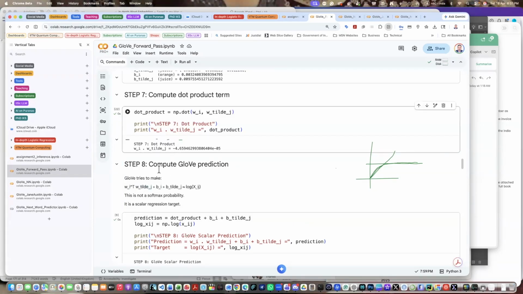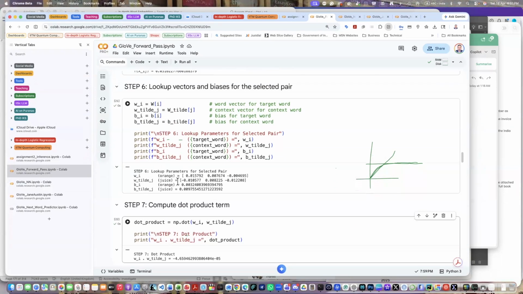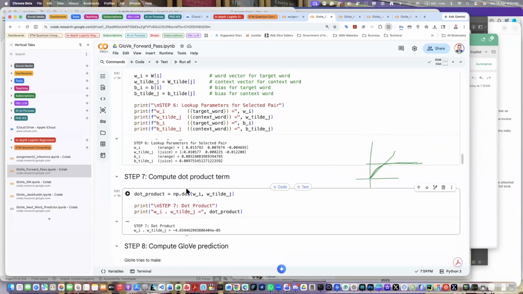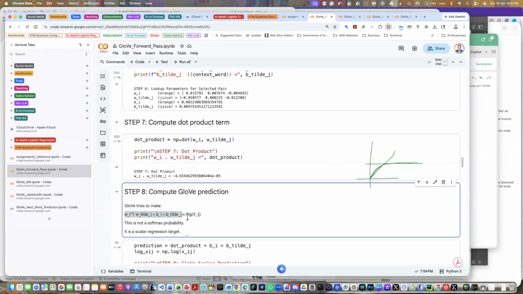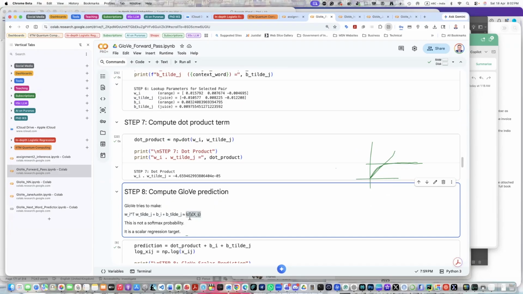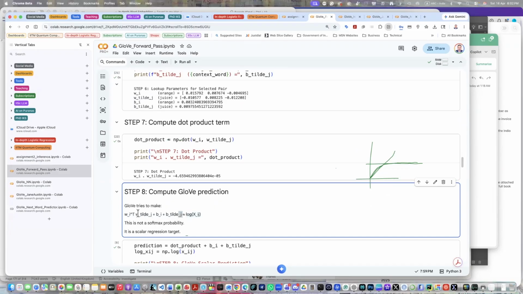This number I can add to the bias terms. The bias terms right now I have taken at random. Now this becomes my prediction. I'm saying that this prediction has to be as close as possible to log of xij, the log of the co-occurrence. So what I can do is take that prediction minus log of xij, and if I minimize that value, then I have a loss function which I can minimize.